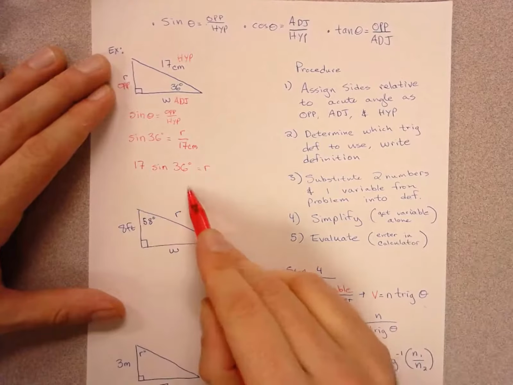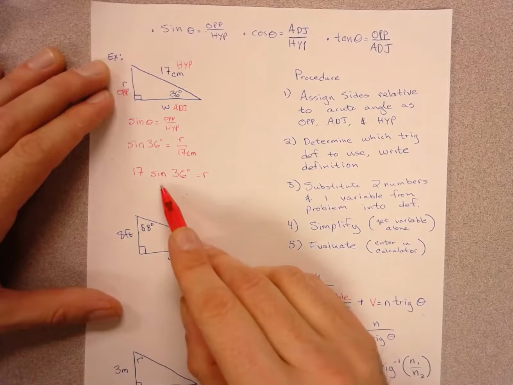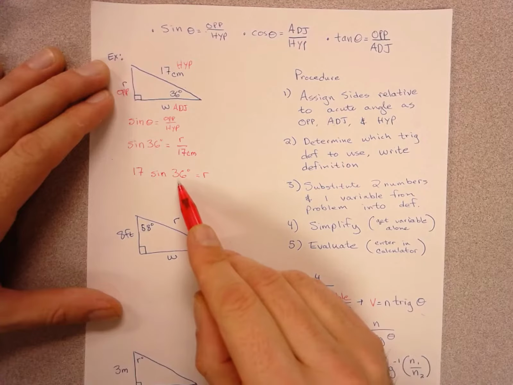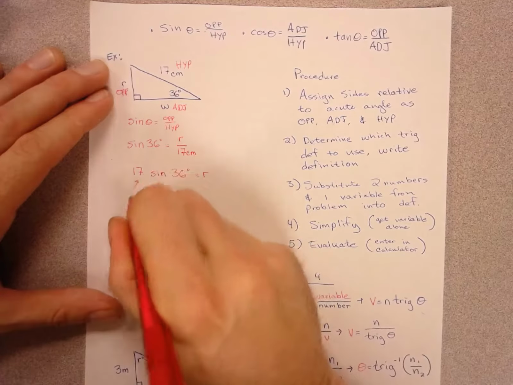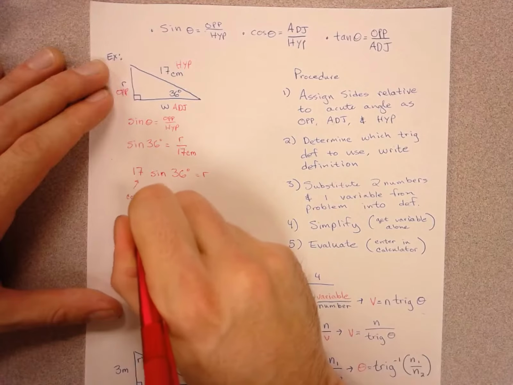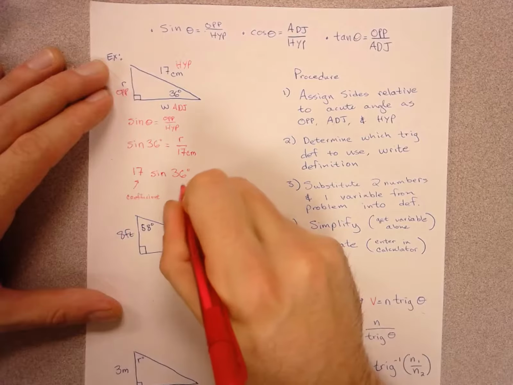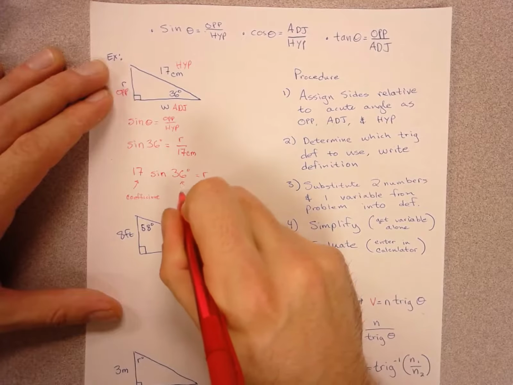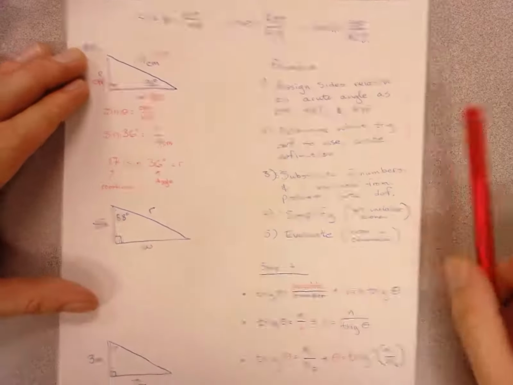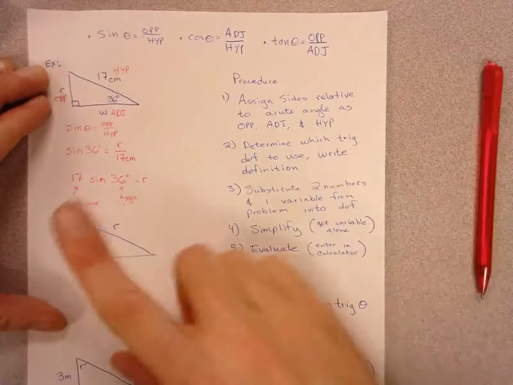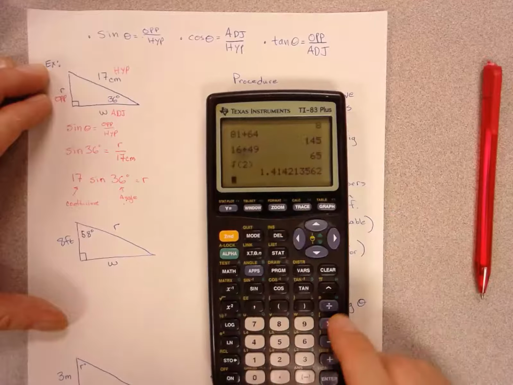This is how you would write, by the way, some number multiplied by the trigonometry function of some angle. The number in front is the coefficient. Then the trig function, and then the number after is always the angle. Now, 17 sine 36. Now we take our calculator out.